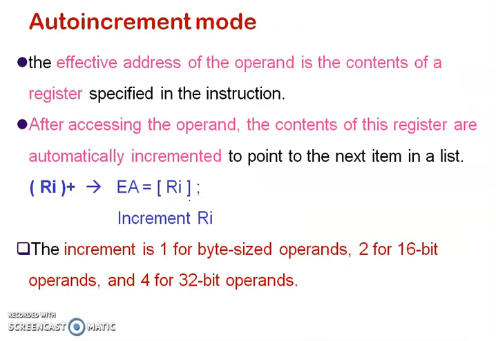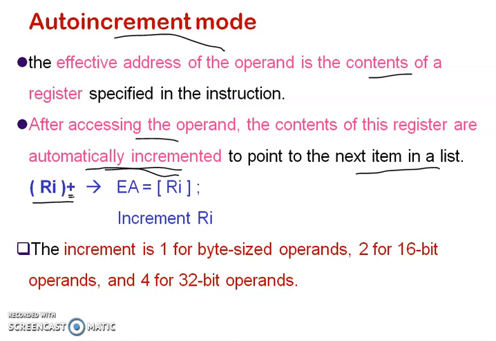Next is the auto increment and auto decrement mode. In auto increment, the effective address of the operand is the content of the register that is specified in the instruction. After accessing the operand, the content of the register is automatically incremented, or it can be decremented. In auto increment mode, the content of the register is automatically incremented so that it points to the next item in the list. It is represented in the operand field as Ri within brackets followed by a plus.